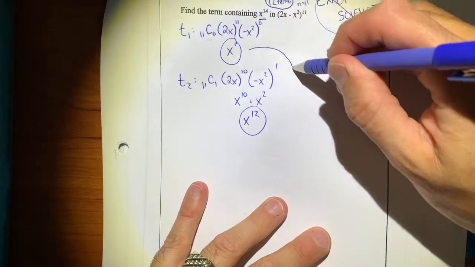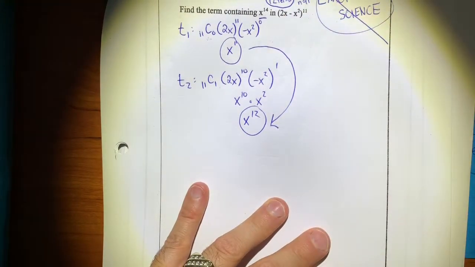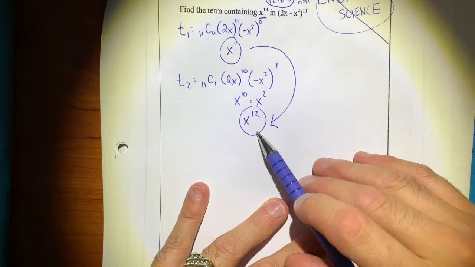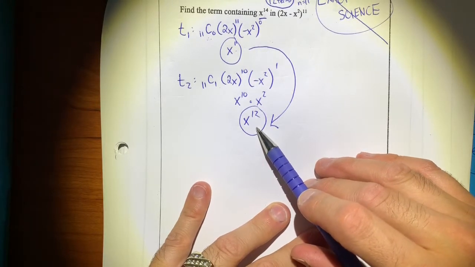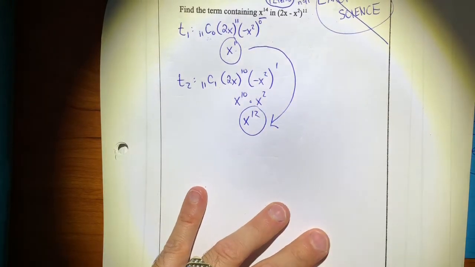Could it just be that every time I go up by one term, the power on the x is just going up by 1? And the answer is yes. So that's exactly what's going to happen.